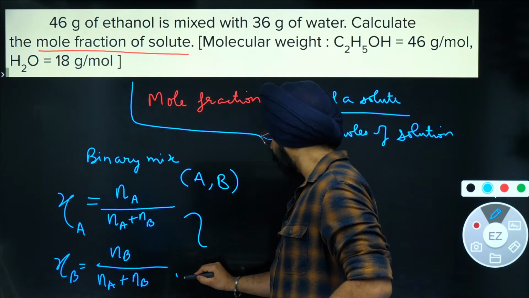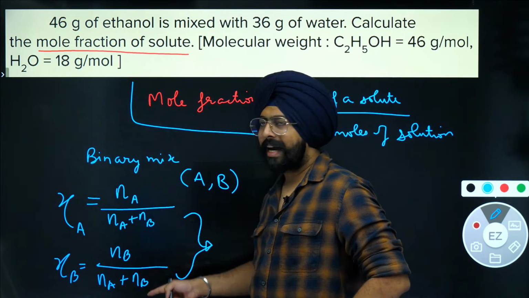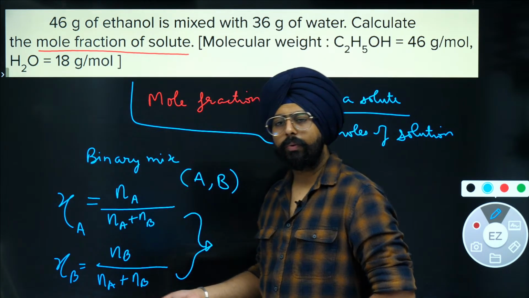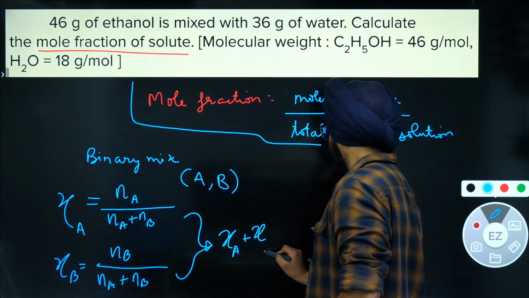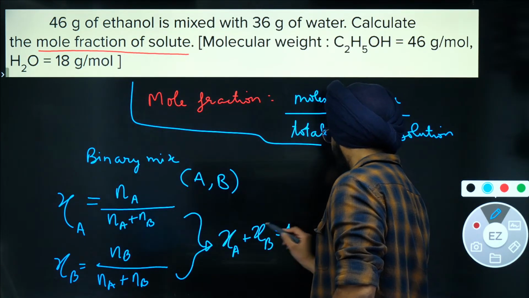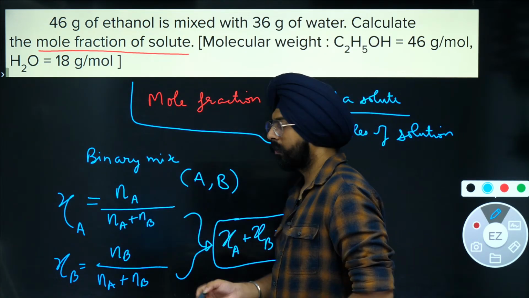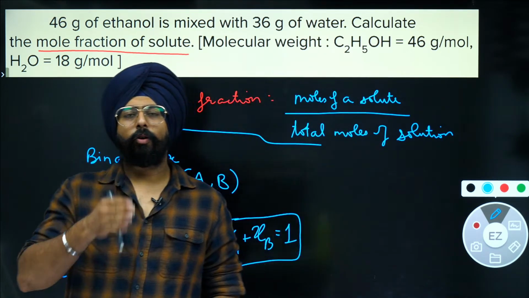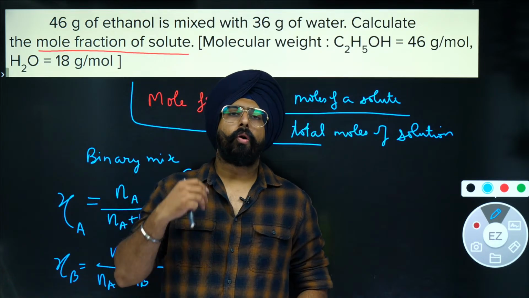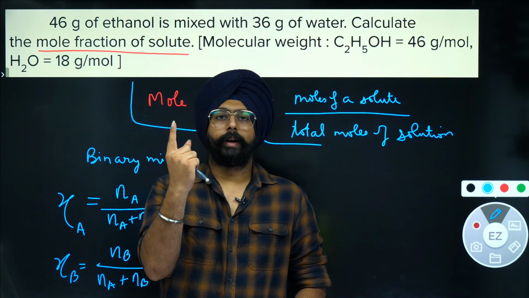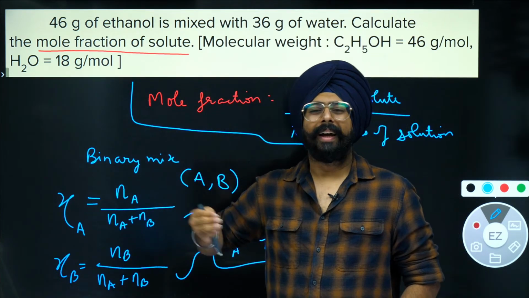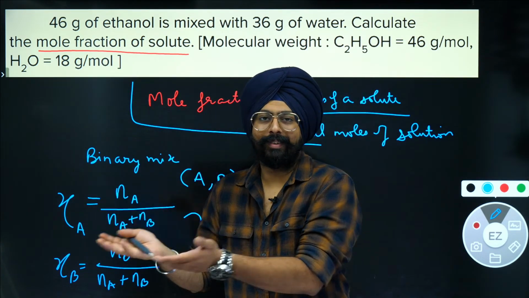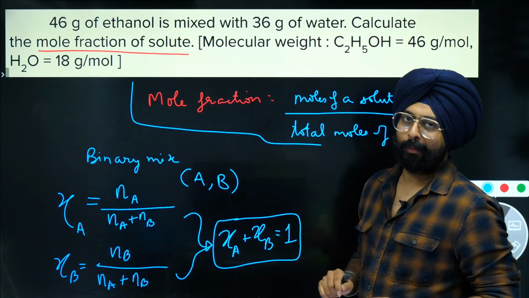Now, do you notice something over here? Do you notice that if I add these two fractions, it is equal to 1? Mole fraction of A plus mole fraction of B is equal to 1. If you add all the fractions together, obviously it's going to add up to 1, right? It's like probability. If you add up all probabilities, you get 1.